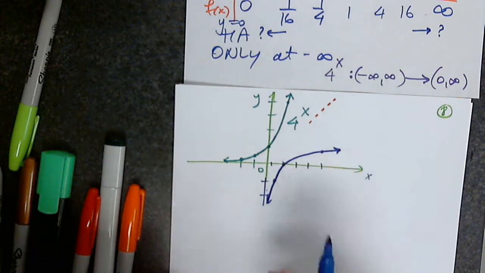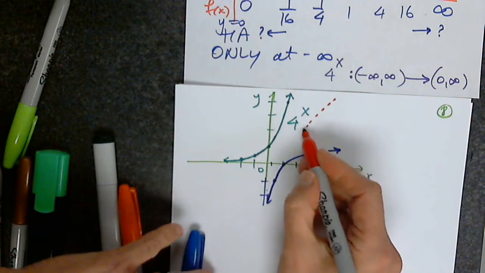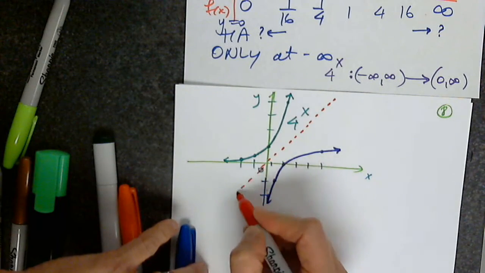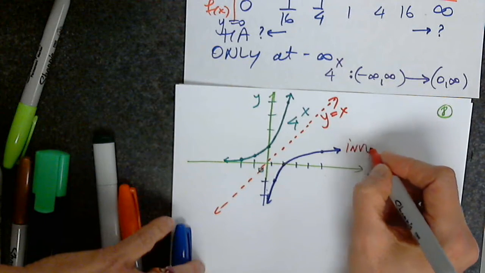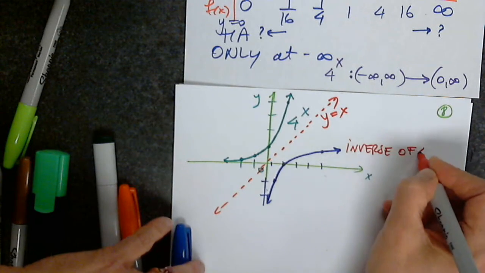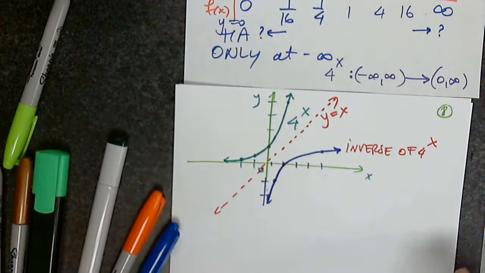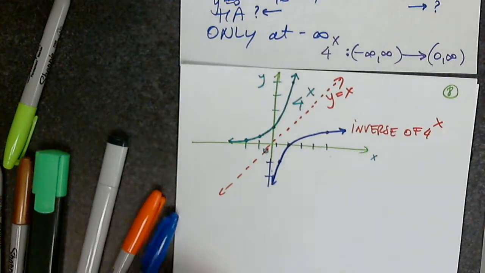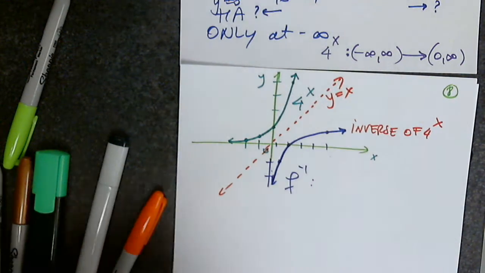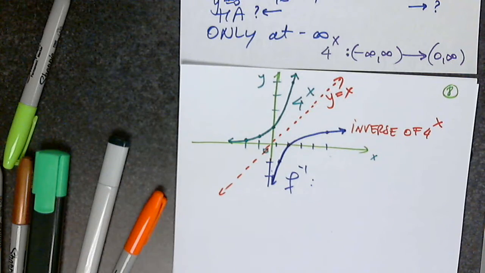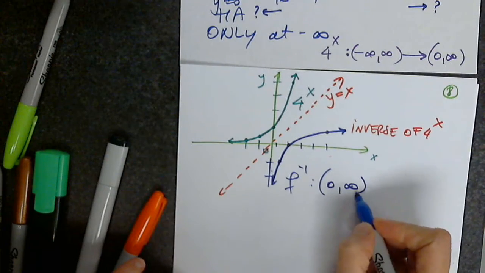So here's the graph of the inverse function. It has to be a mirror image with respect to y equals x, because we are reversing the coordinates. So this is the inverse of 4 to the x. I'm not going to name it just yet. We will. So now, this function inverse, f inverse, can you please give me the domain and range? Exactly. That's all I want you to say.